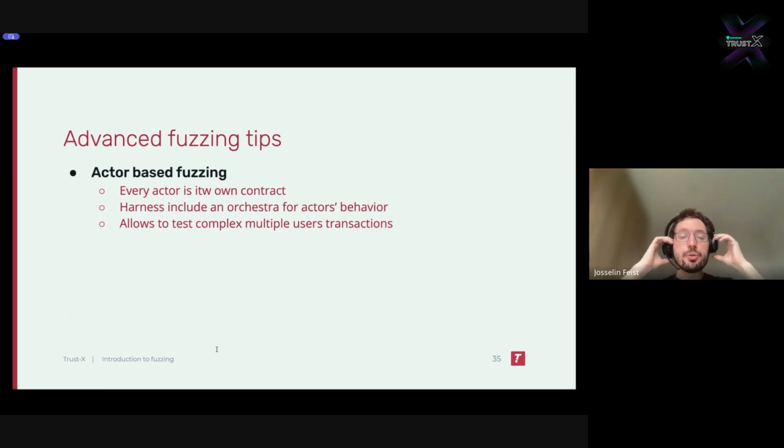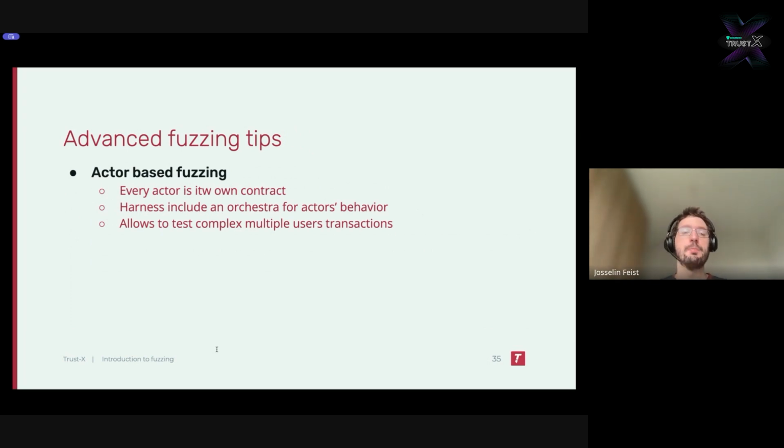As I mentioned, there is this strategy of using actor-based fuzzing. Basically, what it means is that every actor of your system is going to have its own contract. For example, if you have a system where you can have liquidity provider and users are going to swap asset, you are going to create a liquidity provider contract, you are going to create a swap contract, and you are going to implement the internal logic of how this user, this actor, is going to interact with the system. Then you might have an orchestra contract, which is going to take the different actors, mix and match and create different scenarios, and all of that using fuzzing.